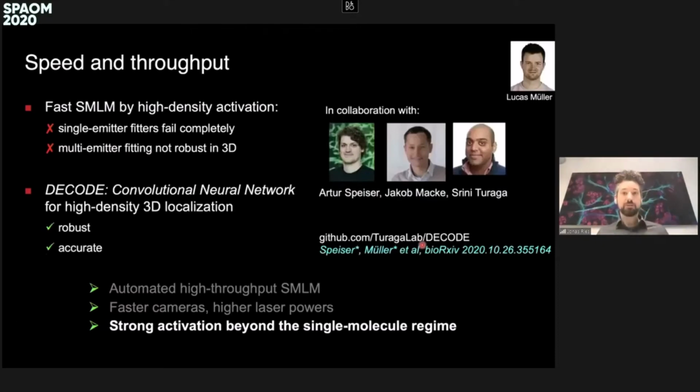So to overcome this problem, we then paired up with computational scientists in Geneva and in Thüringen, and together we wanted to use deep learning or machine learning for single molecule localization. And together we developed this software called Decode that uses convolutional neural networks to precisely determine the positions of fluorophores in high density 3D data. So how well does this work? Well, it turned out to work surprisingly well in terms of robustness and also accuracy.